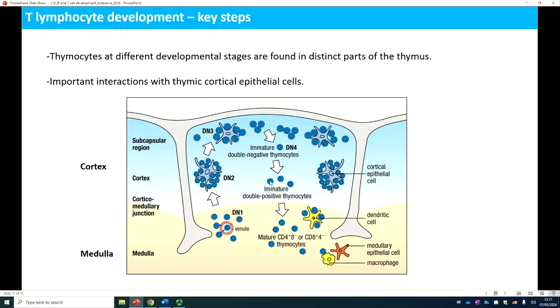As we mentioned, this is occurring in the thymus, and it's occurring in different stages, and basically the cells are moving between the medulla and the cortex of the thymus. So they're coming in through the venule here as DN1s, and they're interacting quite closely with the cortical epithelial cells. So these are the cells that you see here, and these are playing a really important role in providing essential interactions with those T cells. So we move through the different stages until we've got our DN4 stage. We're then going to have our immature double positives, and then eventually when we come back into the medulla, we're going to start selecting for our single positives, whether we've got a CD4 or a CD8 T cell.